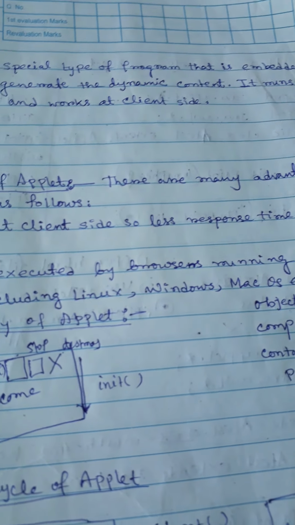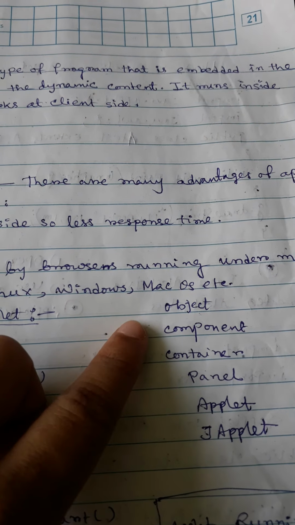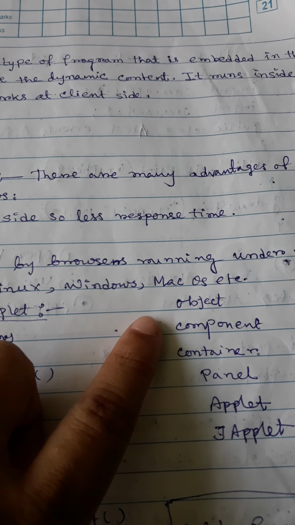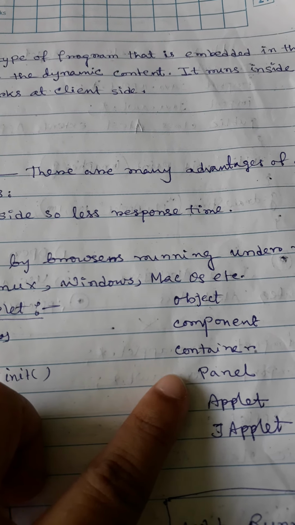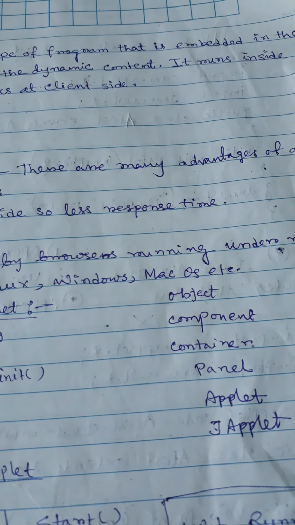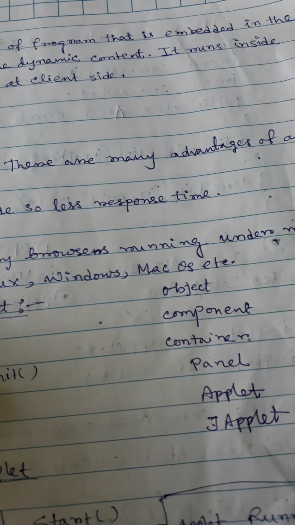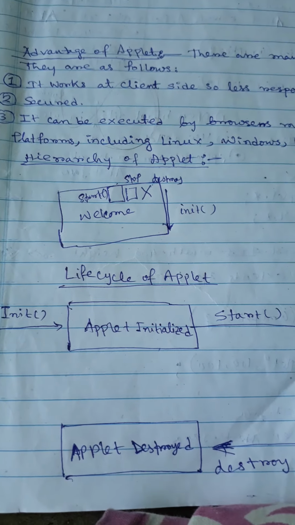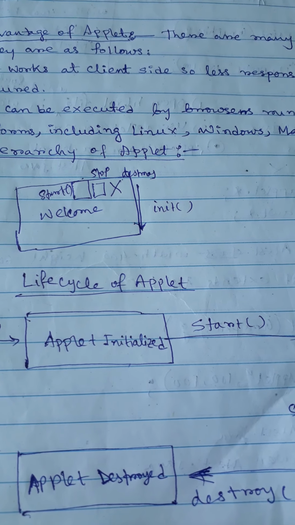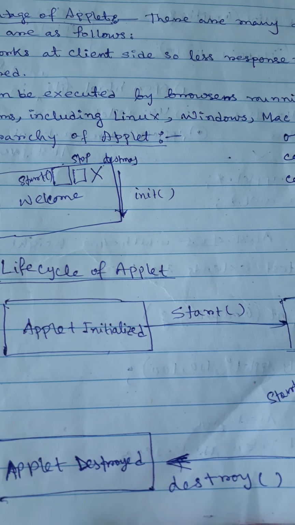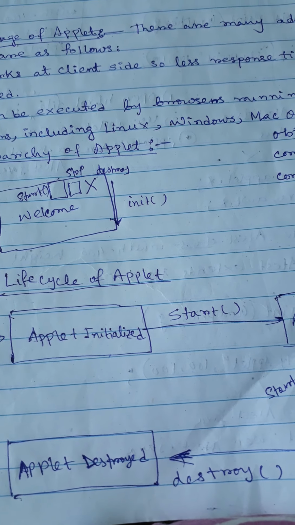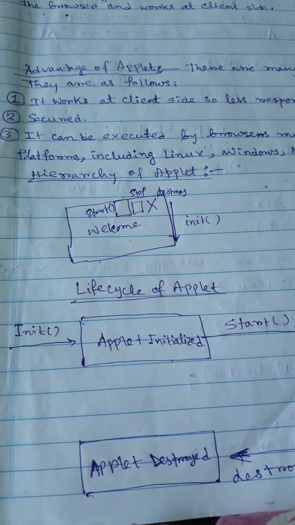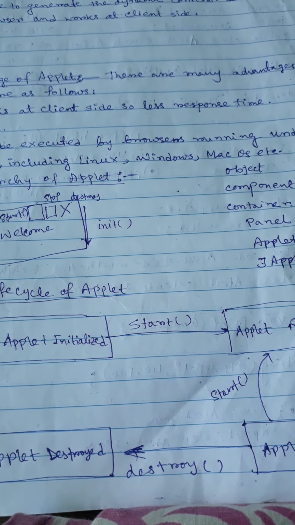So next is the hierarchy. Object is the superclass, under which there are the component subclass, container subclass, panel subclass, and applet subclass. All these classes are included in the AWT package. Now the life cycle of an applet: same as multi-threading, an applet has a life cycle with four stages: initialization, running, stop, and destroy, and four methods: init, start, stop, destroy.